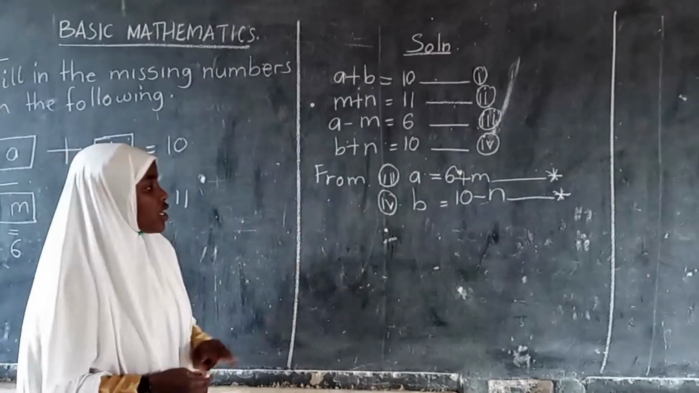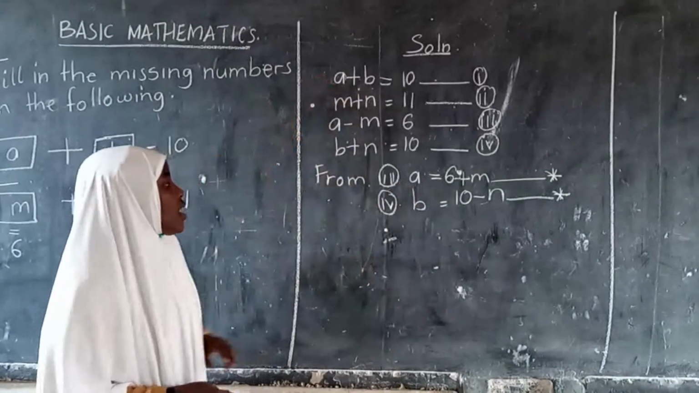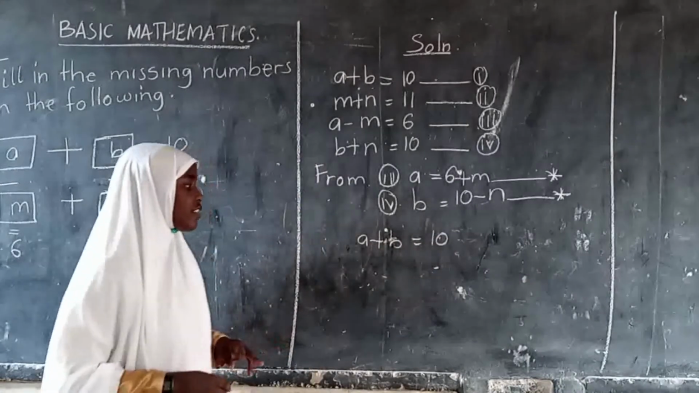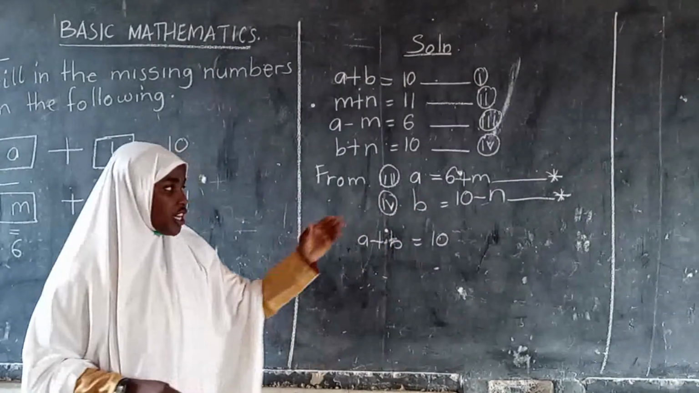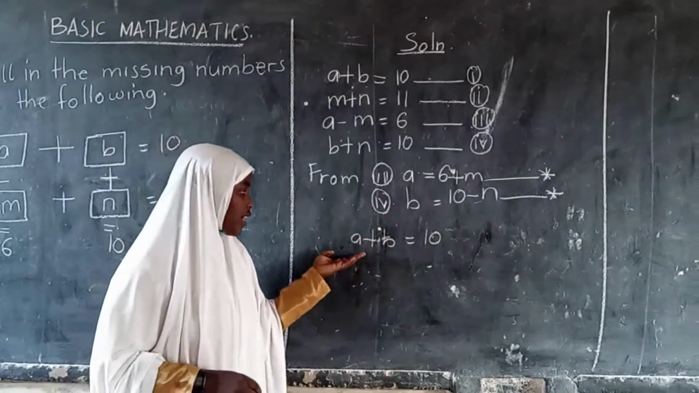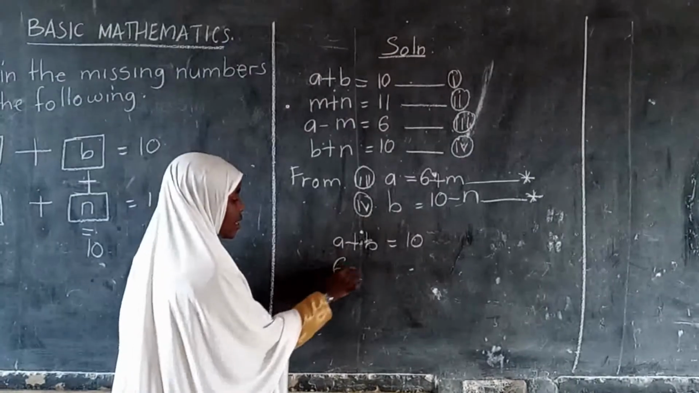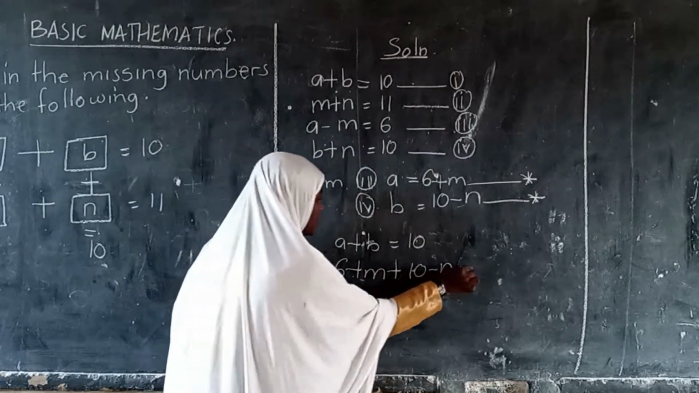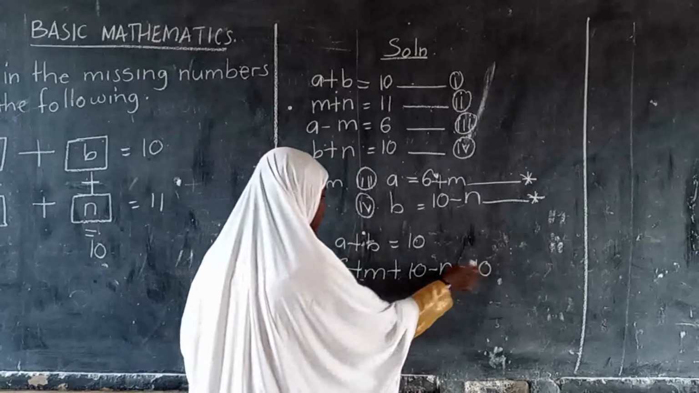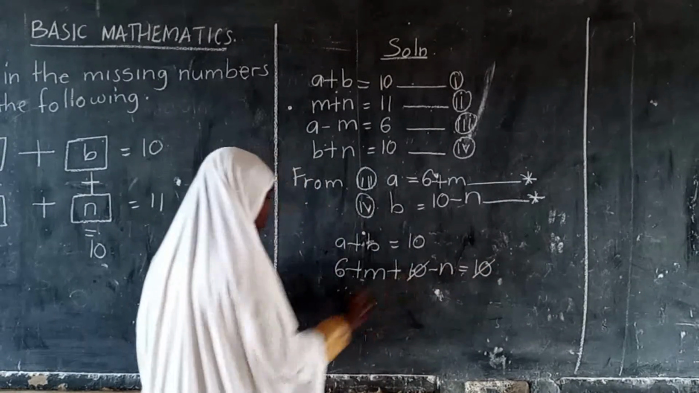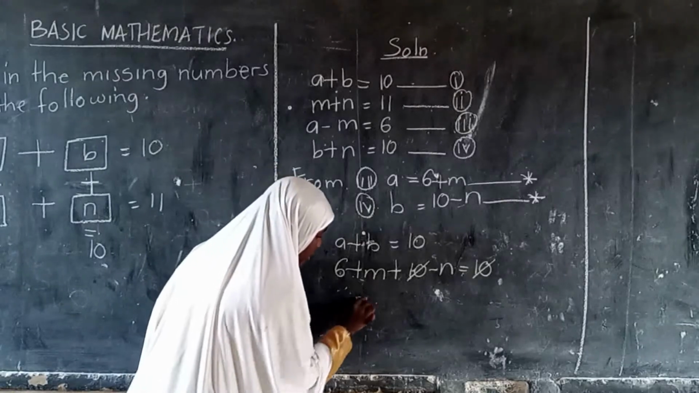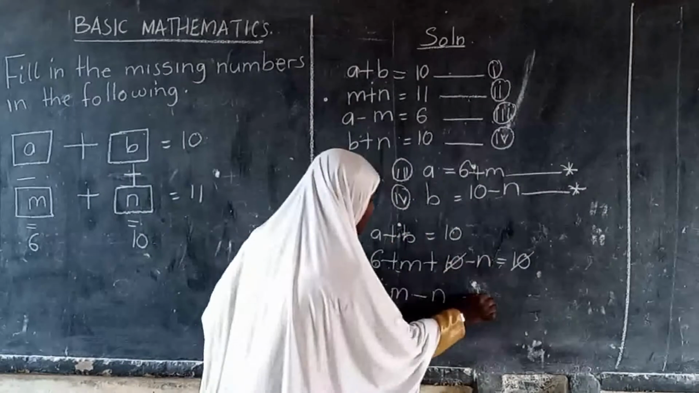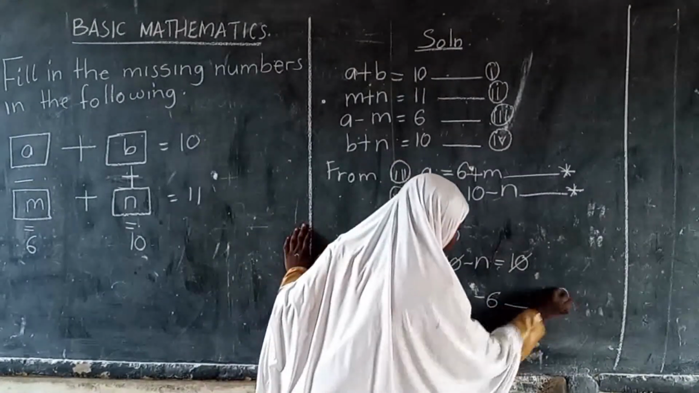After getting these equations, we go back to equation number 1. Equation number 1 is A plus B is equal to 10. We already have the value of A and the value of B, so we shall substitute those values. That means 6 plus M plus our B, which is 10 minus N, is equal to 10. We have 10 this side and 10 this side, so we can cancel them. This remains M minus N is equal to, we shift this 6 that side so it becomes negative 6. We call this equation number 5.